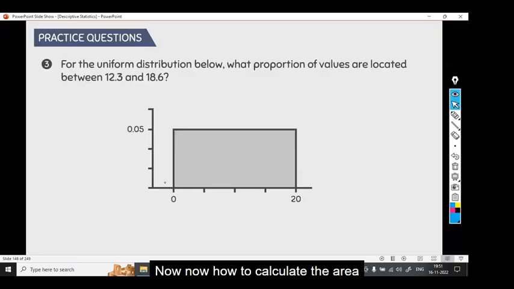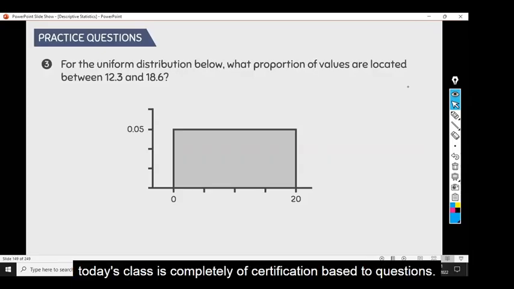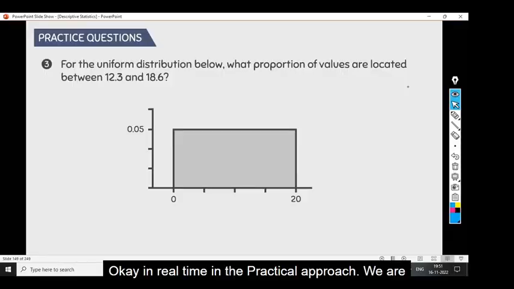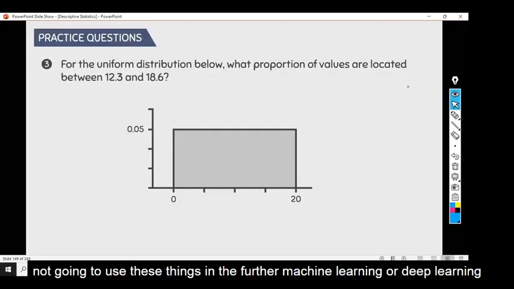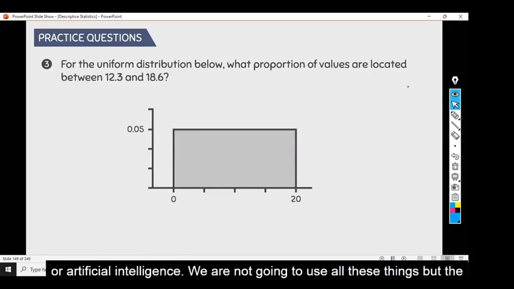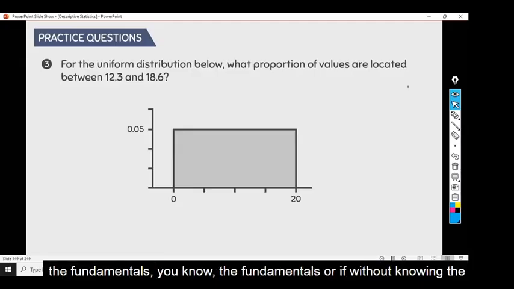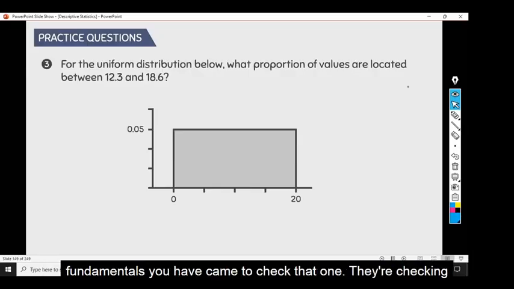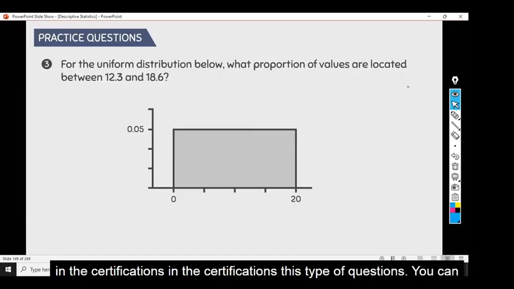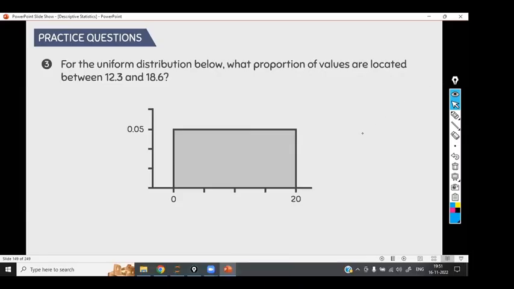Now, how do we calculate the area in a uniform distribution? This question was given in the TCS exam. Whatever we are discussing in today's class is completely certification-based questions. In real time, in the practical approach, we are not going to use these things, nor in further machine learning, deep learning or artificial intelligence. But certifications check the strength of your statistics fundamentals, so in certifications you can expect this type of question.